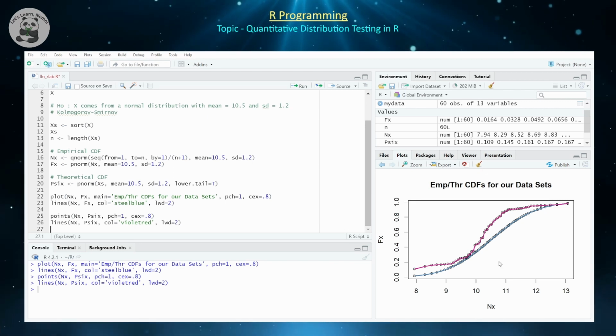Obviously, we can see that these two distributions are not equal to each other, but what these distribution tests are going to help us answer is whether they are significantly different from each other.